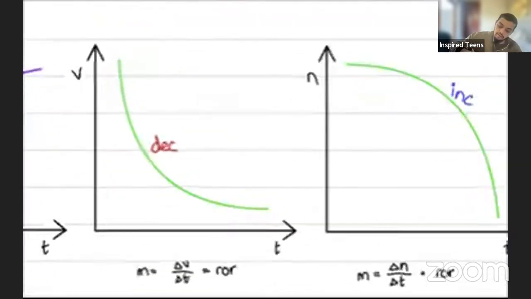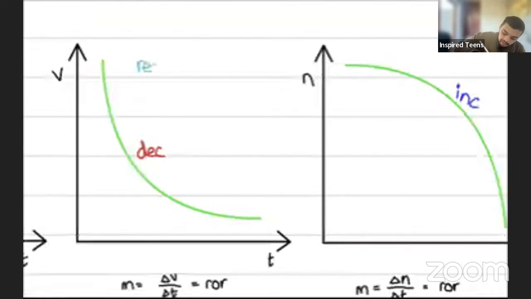I'll copy it over to that one. And this is a reactant graph because we can see that it's being used up, right? It's decreasing.